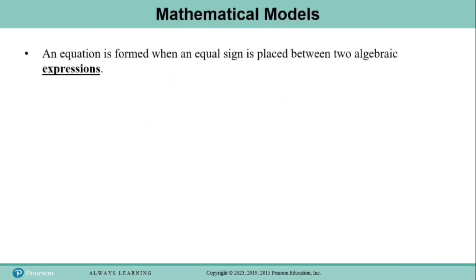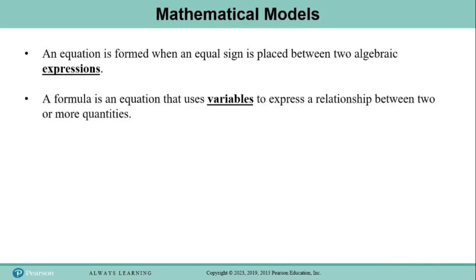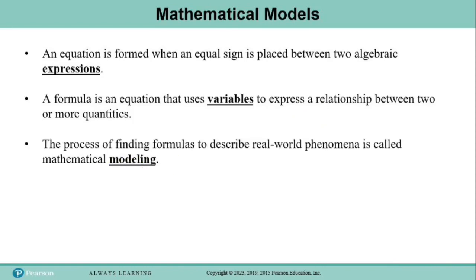Okay, now let's switch gears a little bit and talk about mathematical models. So an equation is formed when an equal sign is placed between two algebraic expressions. So if you have an expression and that's equal to another expression, the fact that you've got an equal sign between the two of them makes it an equation. And then if you take that equation and solve it for a variable that you're interested in, that's going to be a formula. So a formula is just an equation that uses variables to express a relationship between two or more quantities. The process of finding formulas to describe real-world phenomena is called mathematical modeling. So that's all we mean by modeling, is just finding a formula that mirrors a real-world situation.